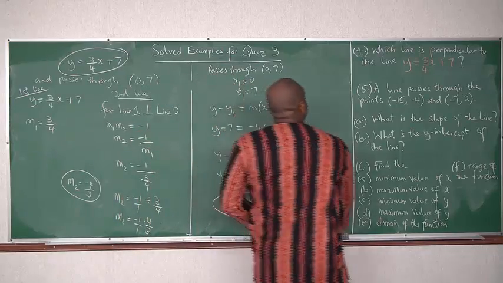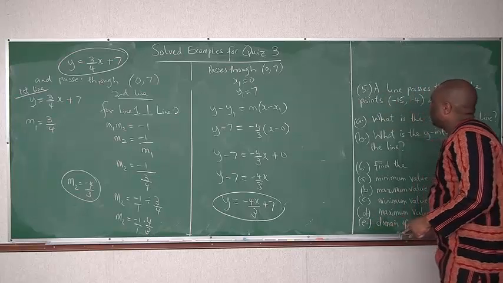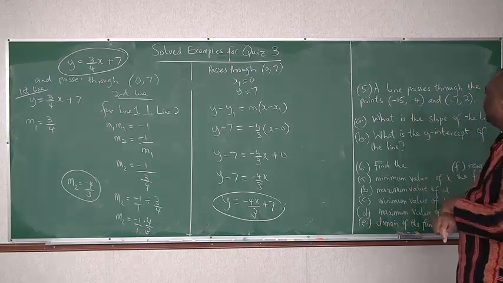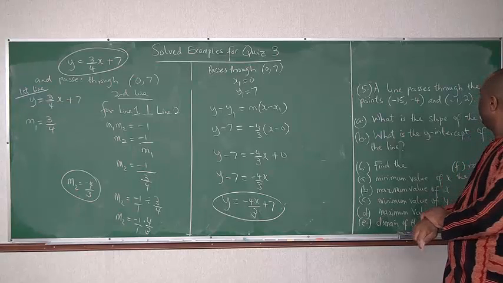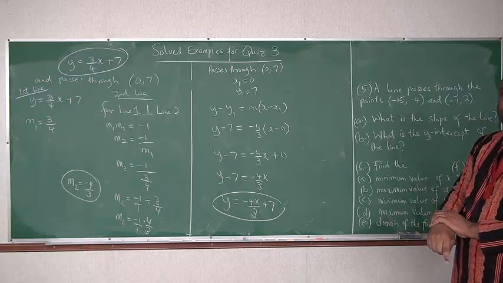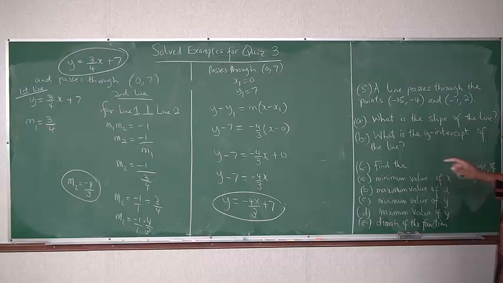Number 5, question 5. A line passes through the points negative 15, negative 4, and negative 1, 2. A, what is the slope of the line? B, what is the y-intercept of the line?